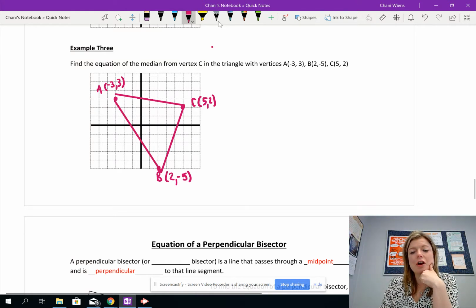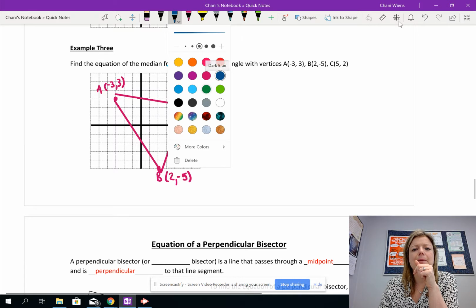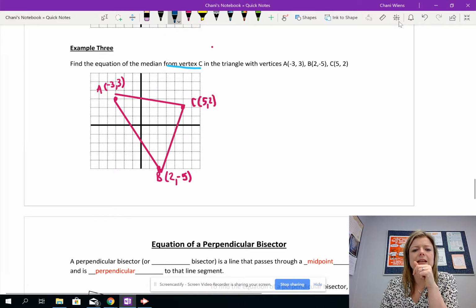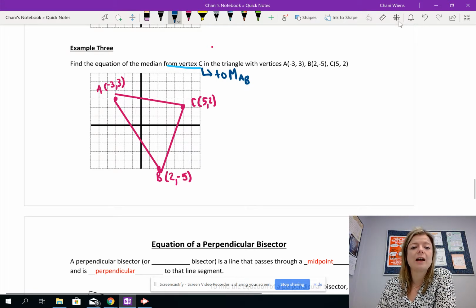All right. So what we are going to do now is draw the median. So it says find the equation of the median from vertex C. So from vertex C means that it's from C to the midpoint of AB. So before I draw this median, I want to make sure I draw it correctly. So I'm going to find the midpoint of AB and label it appropriately. So that's always step one, is to find the midpoint you need to find.